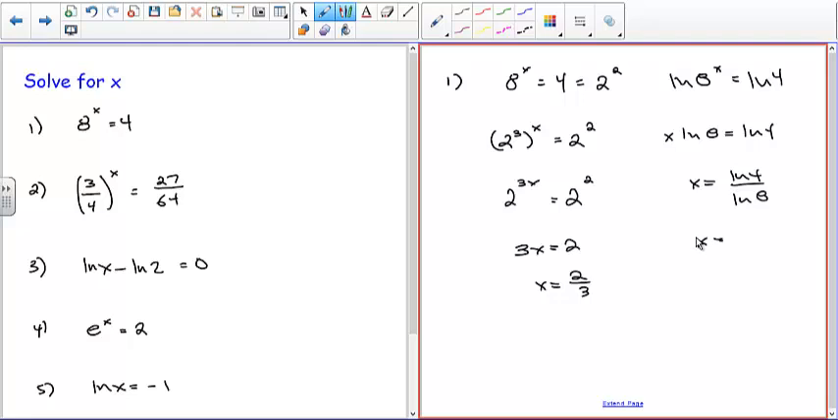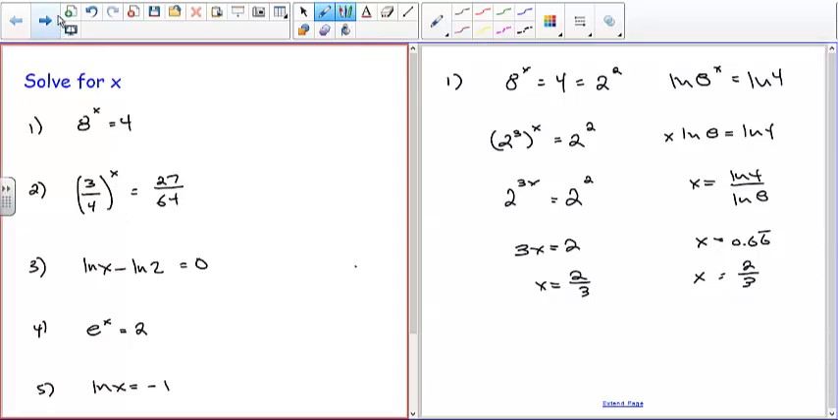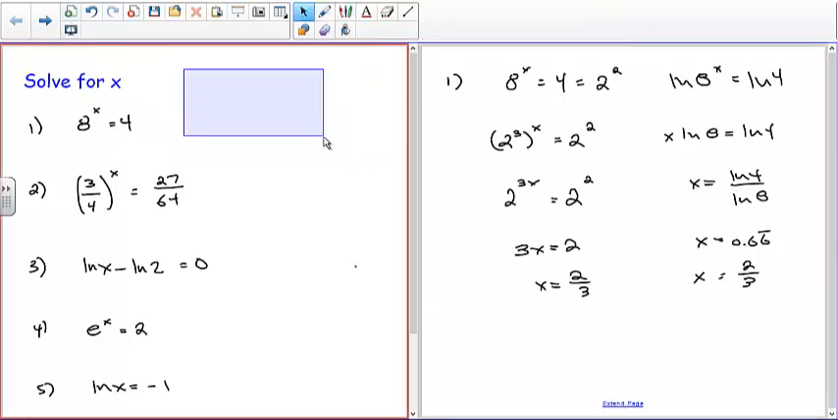And if you plug that into your calculator, you should get 2/3. So let's see what happens. The natural log of 4 divided by the natural log of 8, and the answer you get is 0.66, which is 2/3. Now this is the more straightforward way. So again, any problem that has an exponent, you can use this technique.